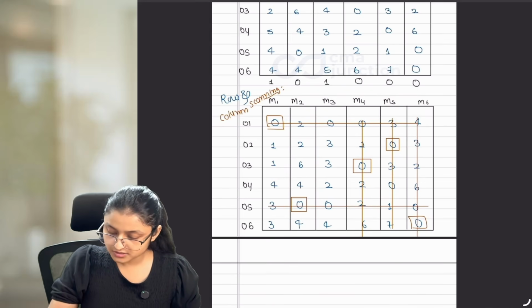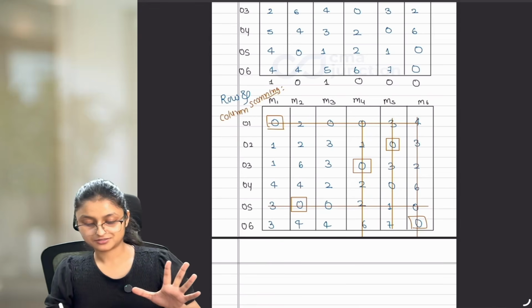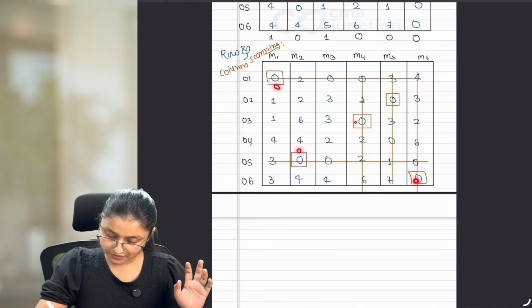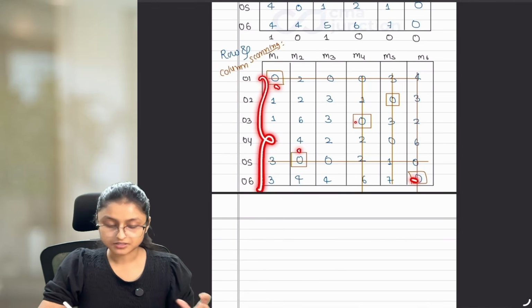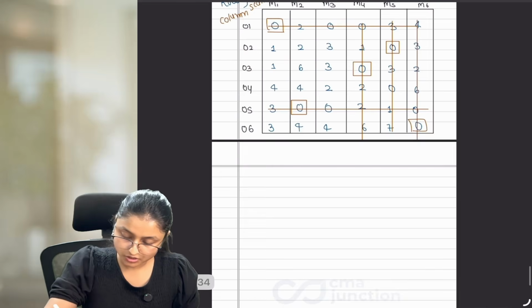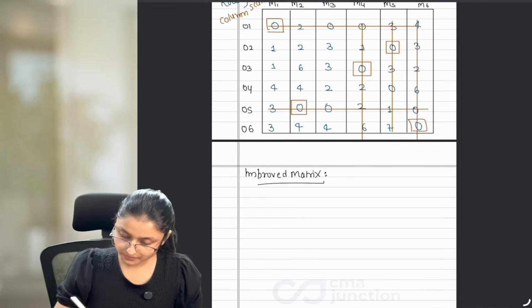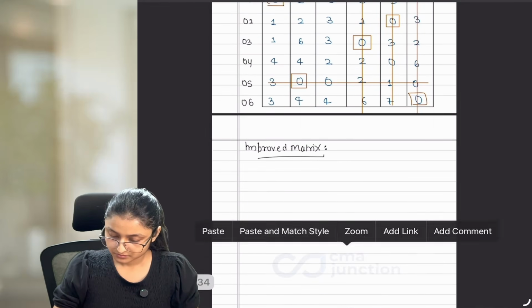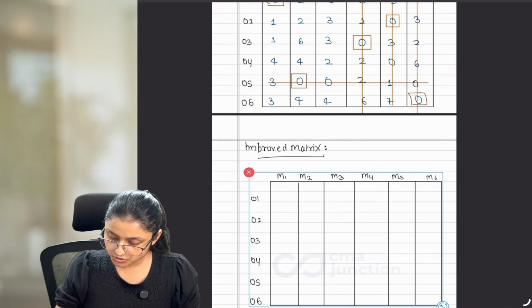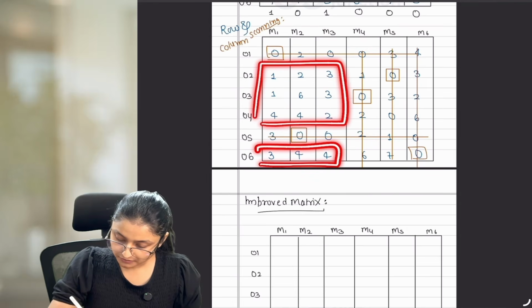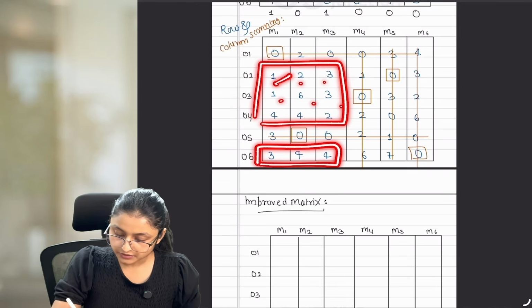Now, if you notice, all the zeros are covered, but we have not achieved optimality. There are 1, 2, 3, 4, 5 zeros which are covered, but 6 rows and columns, and hence optimality is not achieved. If optimality is not achieved, what to do? An improved matrix is to be made here. So in the improved matrix, what we are going to do? Out of all the uncovered elements, find out the lowest one, which is 1, and reduce it from all the uncovered elements.